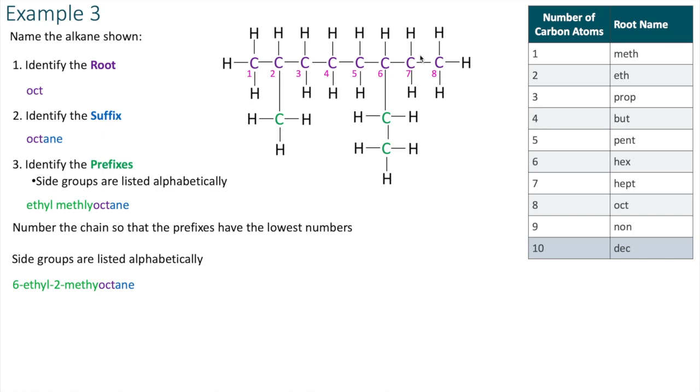Had I started numbering over here for my parent chain, that would make this 3 and 7, or 7-ethyl, 3-methyloctane, and that's not what I want to do. We want to have those lowest numbers possible.